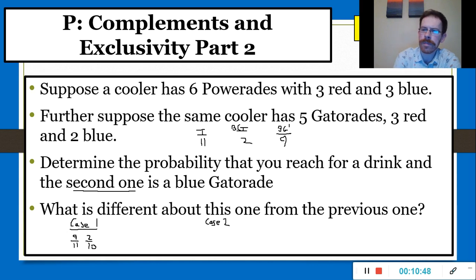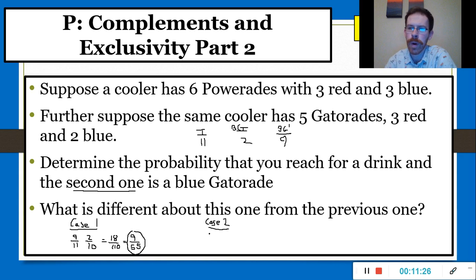Now, why is it 10 under the second one? It's because you've already picked a drink, so therefore your other number is different. Now, if I multiply these together, that should get me 18 out of 110. And if I divide that by 2, that's 9 out of 55. And that should be our final answer on this one. So the probability of getting a blue Gatorade out of case 1 is 9 out of 55.